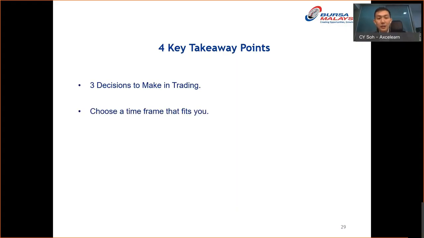The next thing is that you need to be able to choose the time frame that suits you. When you choose a time frame, you need to find a time frame that matches your trading method. So if you're using a medium term time frame, you need to match it with your medium term trading approach. Although there is no conclusive answer, because each one of you is very unique, right?